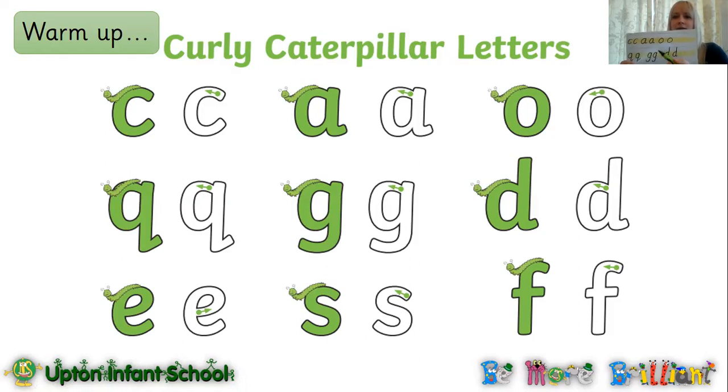The next letter we're going to have a go at is an O. Now for an O, we just need to think we've got an orange on our plate and we curl around our orange. Curl around our orange. And then you'll make your O. Have a go at those. Click pause. When you're ready again, click play for your next letter.